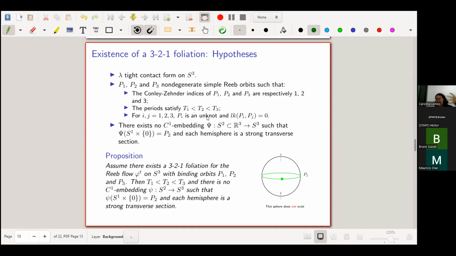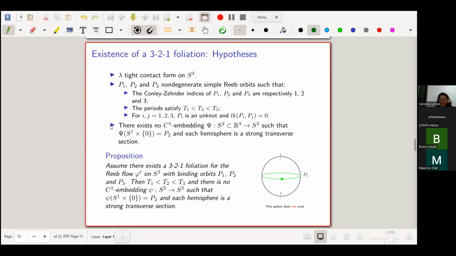And all the orbits are trivial knots, and they are not linked to each other. Of course, it's immediate to see that these are necessary conditions for the existence of a foliation, the way I define it. The only one that's not obvious is maybe this, but since we are considering sections that are transverse to the flow, this will be implied by this. But the rest is very obvious from the definition.